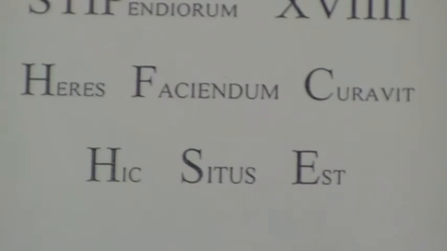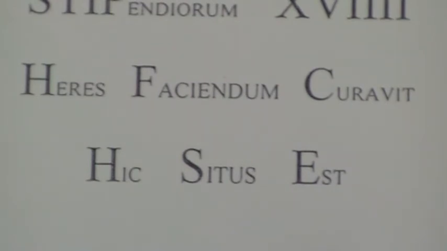The final section consists of 2 formulas. The first one, HFC. His heir took care of having the tombstone made. Quite often on tombstones you will have the name of the heir as well. So the person who erected the tombstone liked to record their name on it as well. But that's the simplest form. HFC, the heir had the tombstone made. And at the bottom, another formula, HSE, hic situs est, here he lies.